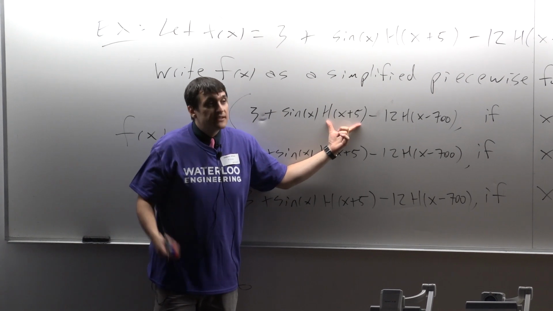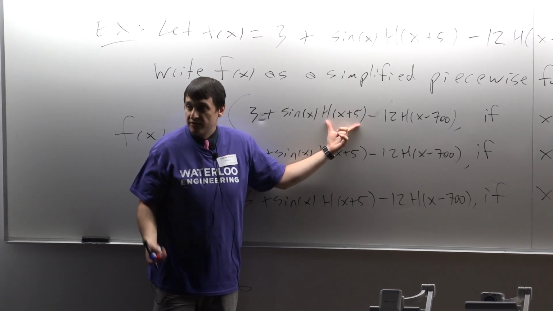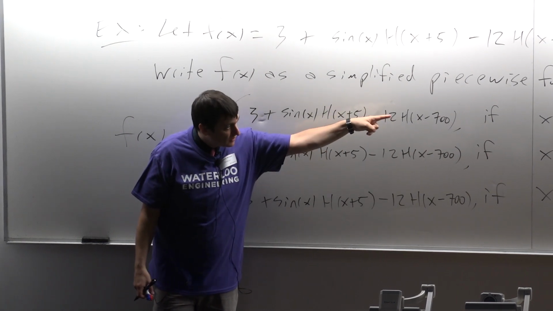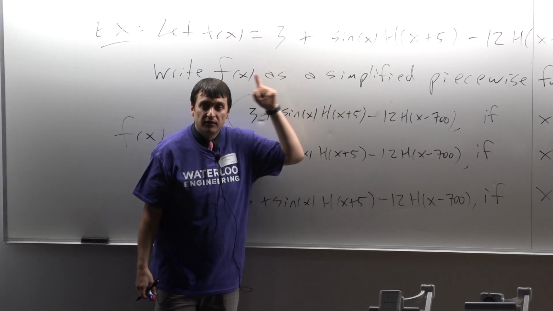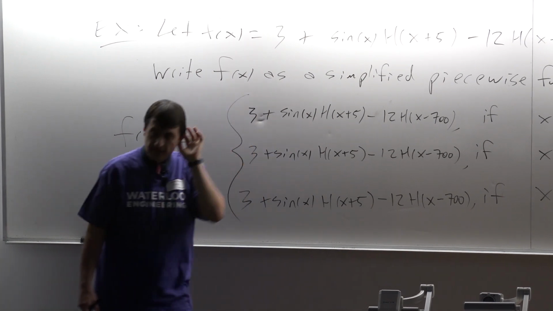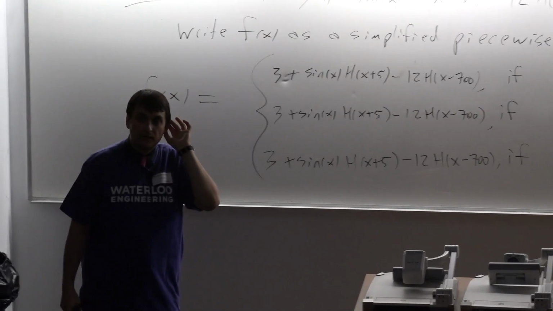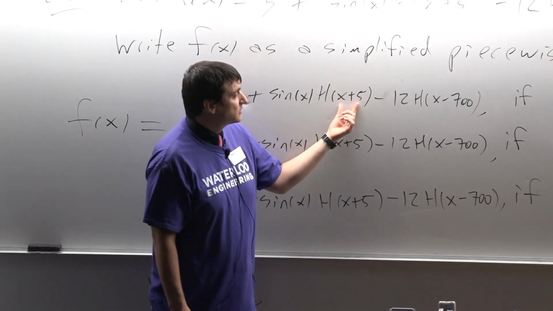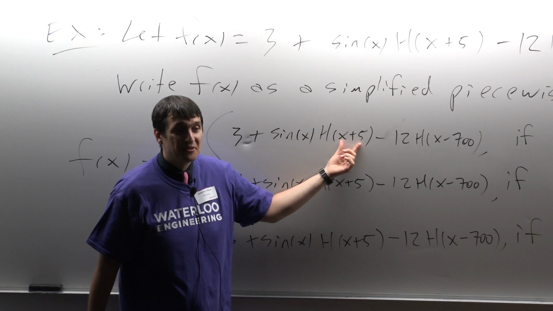So now let's start answering that question. What is h of x plus 5 when I am in that region x less than negative 5? We have an answer. Say that one more time, please. We're going to have a negative number in the input, so 0. Yeah, I agree with that, right?